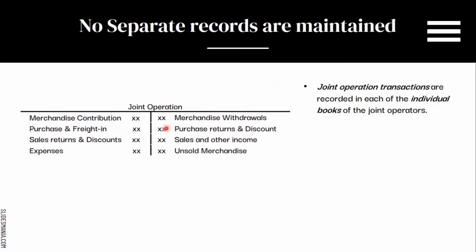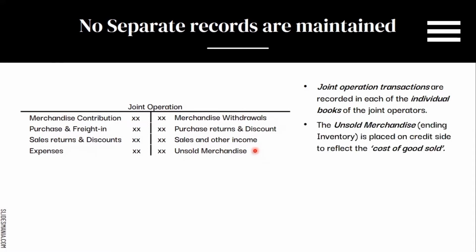So, pansinin natin itong T account. Yung mga accounts na nandito sa debit side ay may normal balance po na debit. Tulad nitong merchandise contribution, purchase and fit-in, sales return and discount, which is a contra income, and then expenses. Pagdating naman sa credit side, yung mga accounts na nandyan is meron po silang normal credit balance po. Tulad ni merchandise withdrawals, purchase return and discount, sales and other income, and yung unsold merchandise po. Kaya po yan nandyan sa credit side kasi nire-reflect niya po ang cost of goods sold.